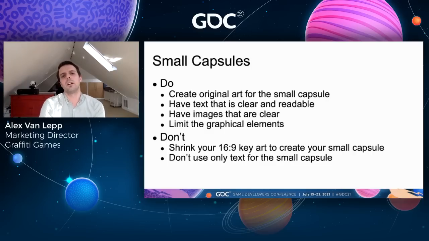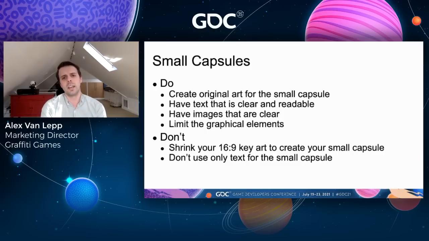So I keep talking about creating original key art for the small capsule, and that's because it's really hard to take a 16:9 key art and reduce it to a small capsule. A lot of times people do this, but it doesn't work out because that key art is meant to be seen at a larger size. When you shrink it, the text becomes illegible. You can't really see the elements, and so people just see colors when they're going through.